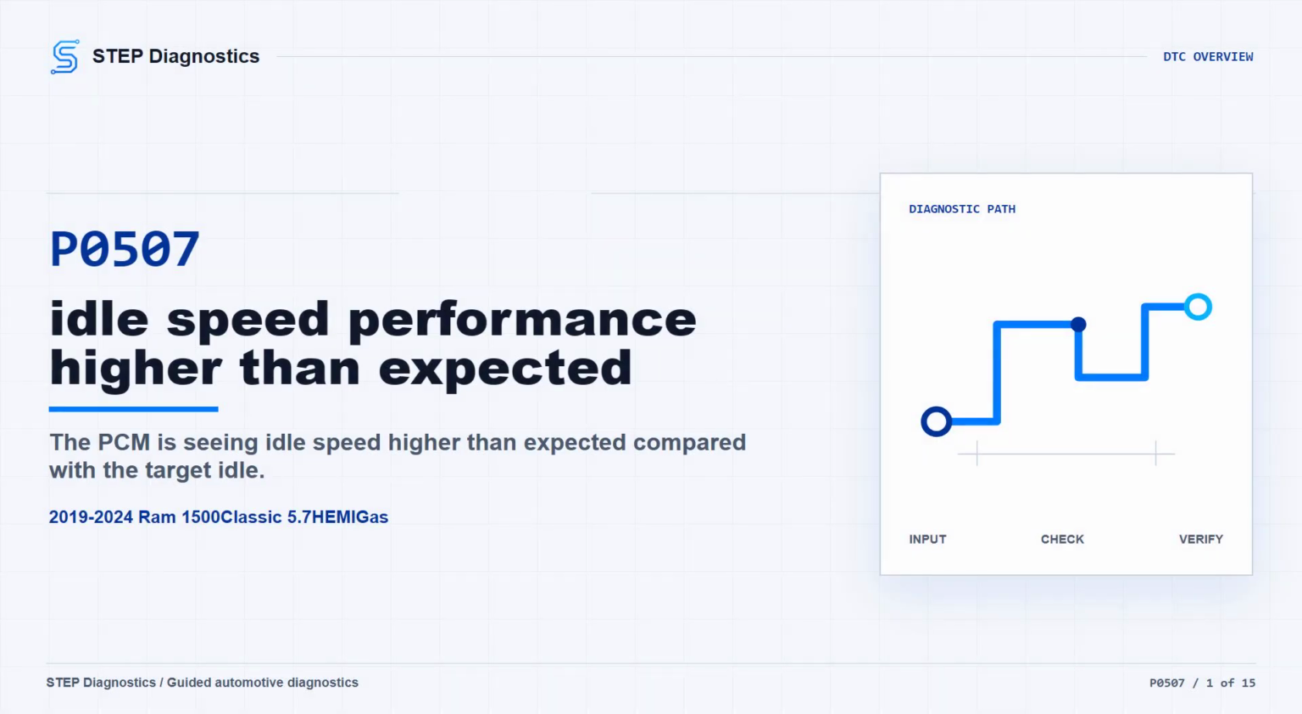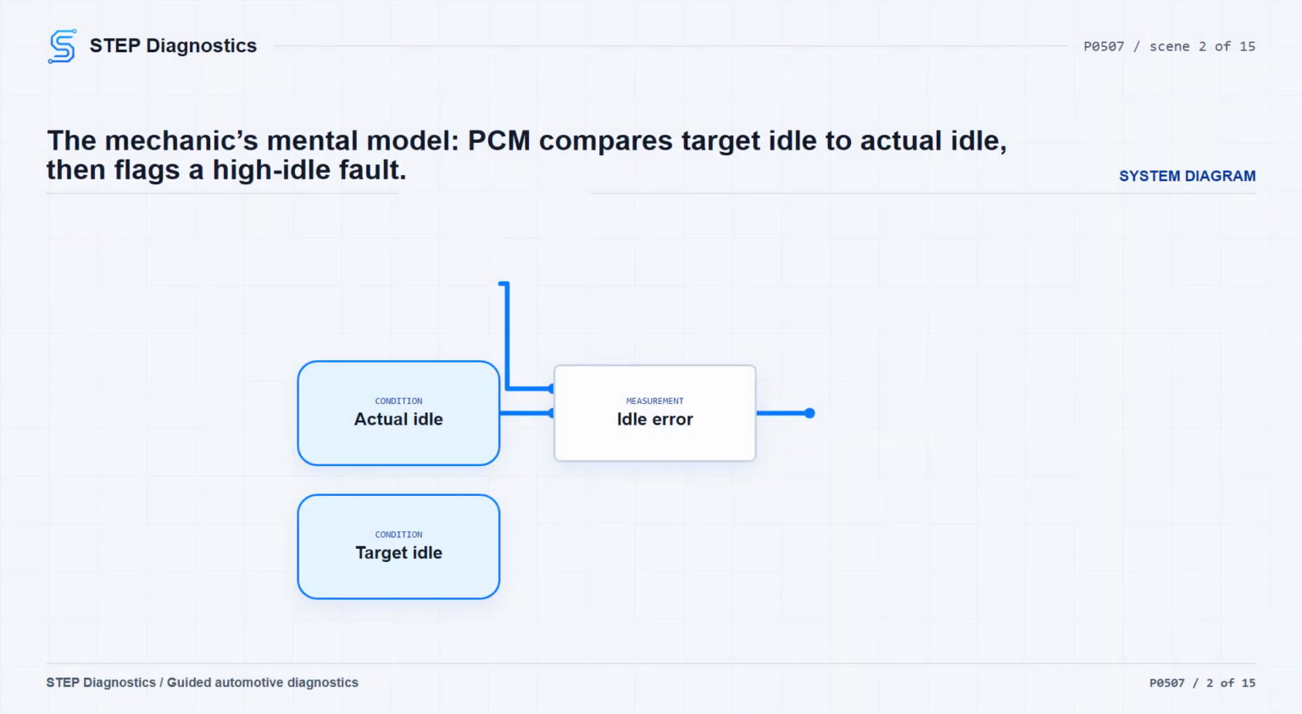On this Ram 1500 Classic with the 5.7 Hemi, P0507 means the PCM is seeing idle speed higher than expected. In plain language, the actual idle may be staying too far above the target idle. The driver may notice a high idle, a check engine light, or stop/start may be disabled when the code is active. The broad fault areas can include extra air getting into the engine through the PCV system or a vacuum leak, a throttle body concern, ABS communication or speed data that can confuse the idle rationality test, or, farther down the path, a possible PCM concern.